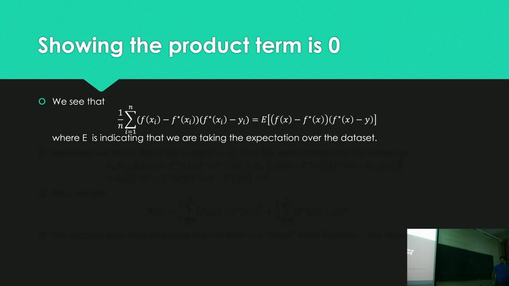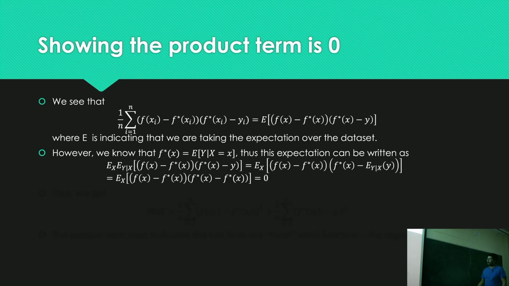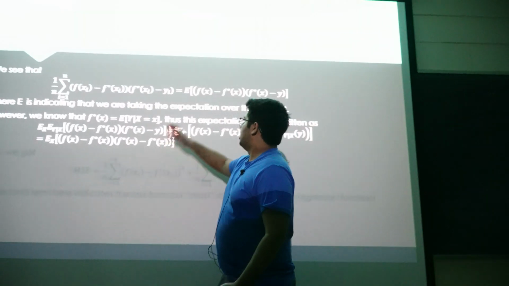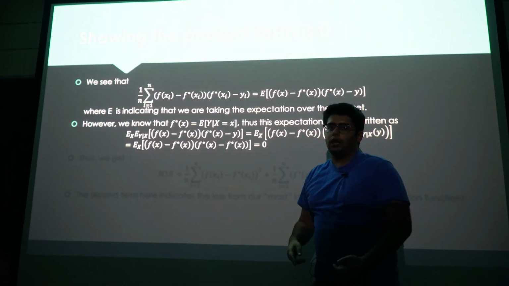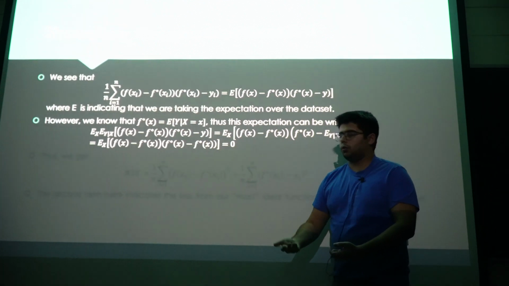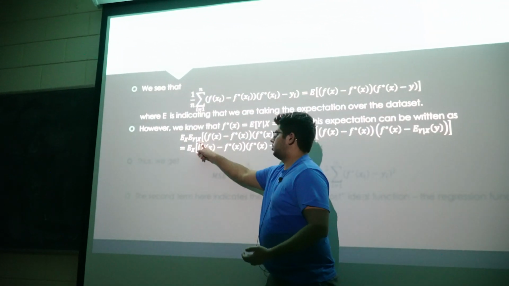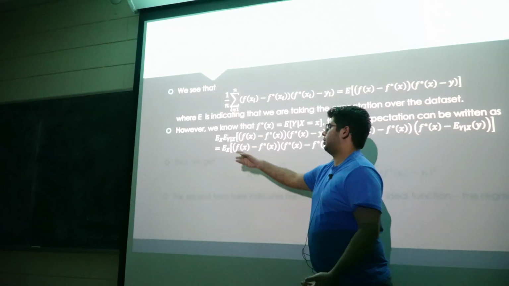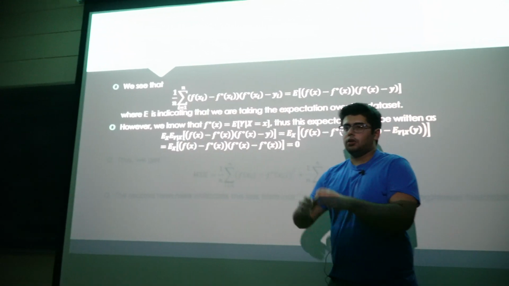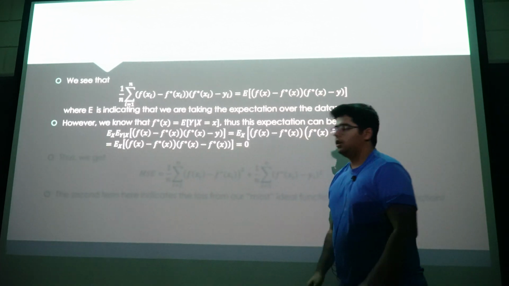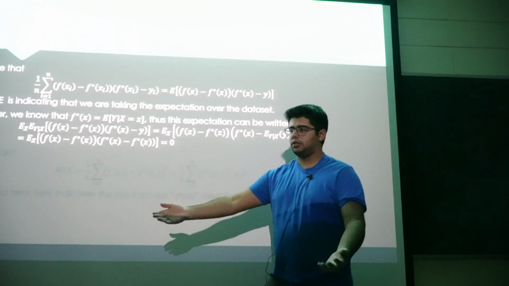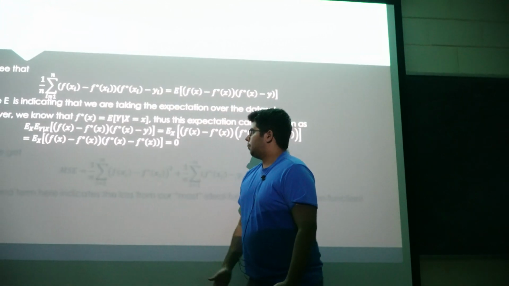Yeah, it doesn't get much nicer from here. However, recalling that this f star of x is equal to this conditional expectation, we can write this expectation as two expectations, where I'm doing this expectation over the inputs to the data set, and given the inputs, what are my expectations for the outputs? So I'm breaking down the total expectation into these two expectations. There's a lot of theory behind it, but I just try to give the simplest explanation possible.